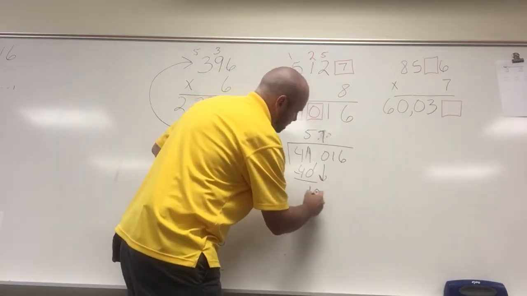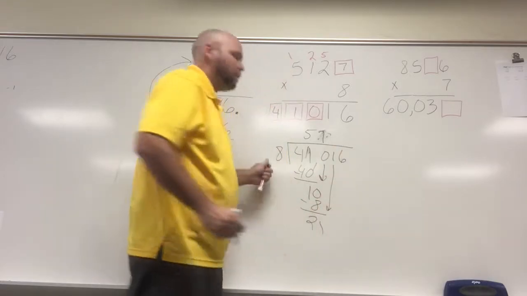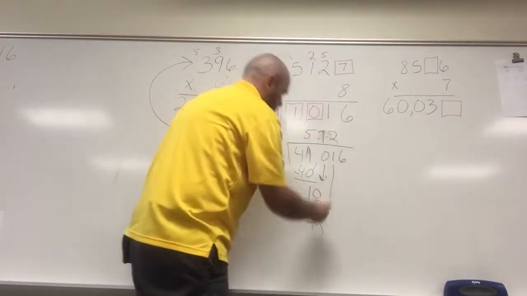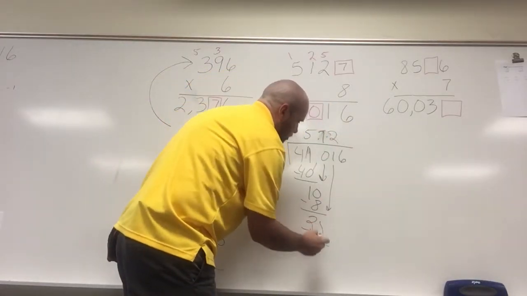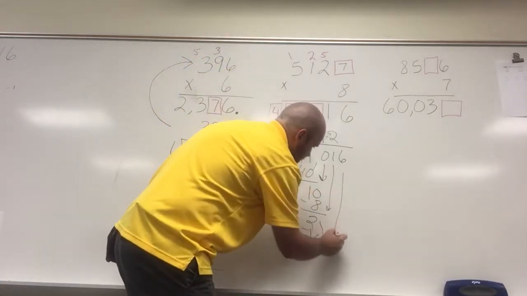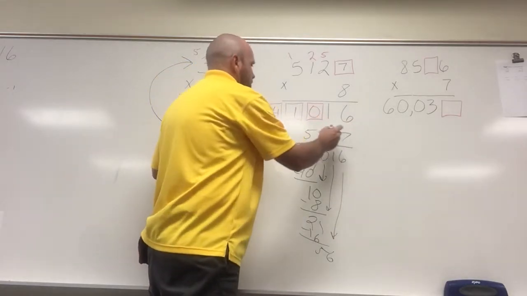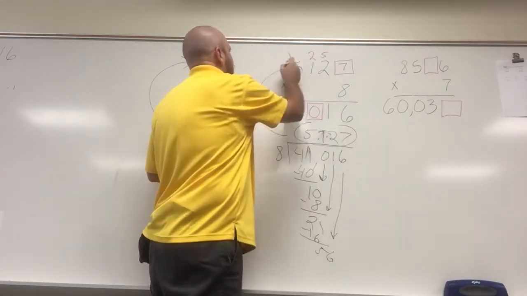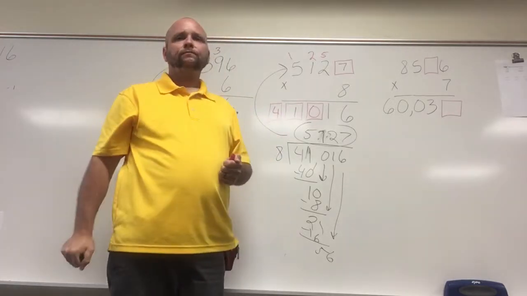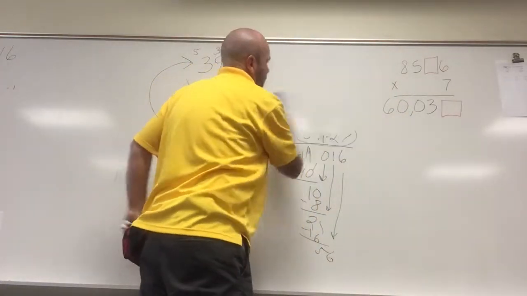1 times 8 is 8. Subtract, get 2. Bring down the 1. 8 goes into 21 2 times. 2 times 8 is 16. 21 minus 16 is 5. Bring down the 6. Gives you 56. And 8 goes into 56 7 times. So my quotient does in fact equal that factor. Okay, good? All right, let's look at another one here.